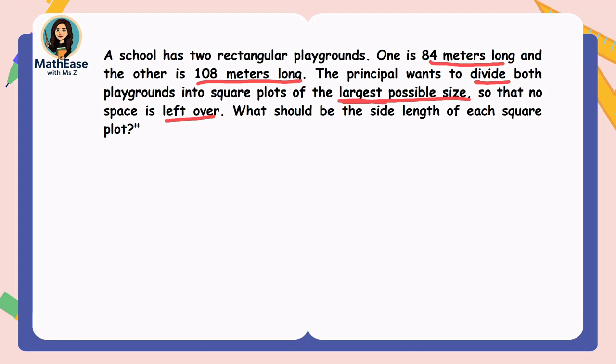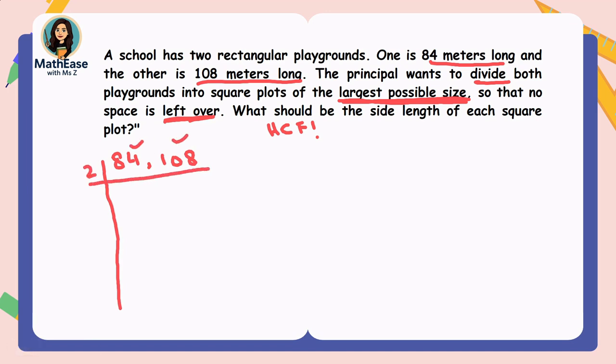Did you notice how the key phrase here was the largest possible size that fits exactly? That's your hint that the problem is about HCF. The words largest and fits give it away. Now, back to the first step, writing the numbers down, which is 84, 108. And we make the lines like we always do. Since both the numbers are even, we're going to divide them by 2. 84 divided by 2 gives us 42. And 108 divided by 2 gives us 54. Both numbers are even again, so let's divide them by 2 again.